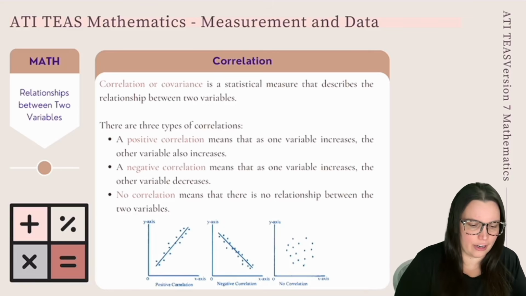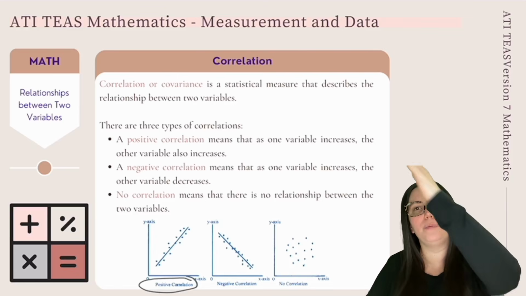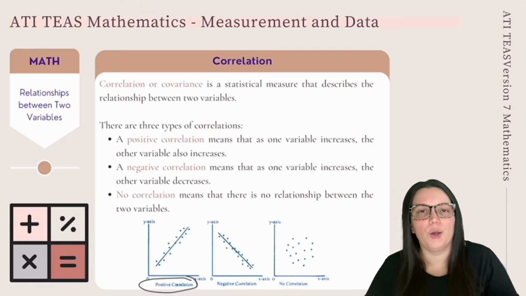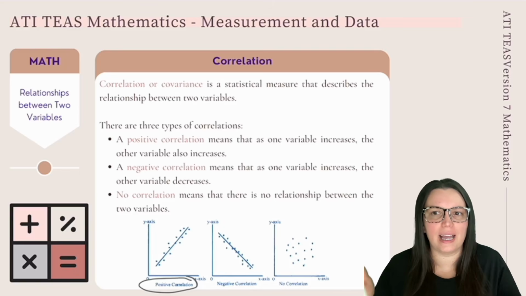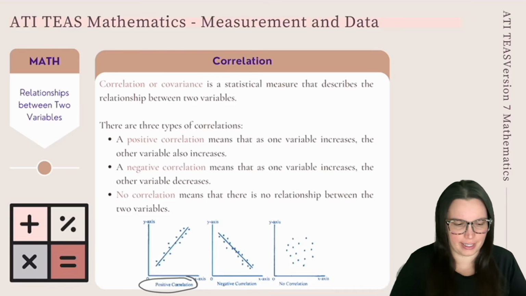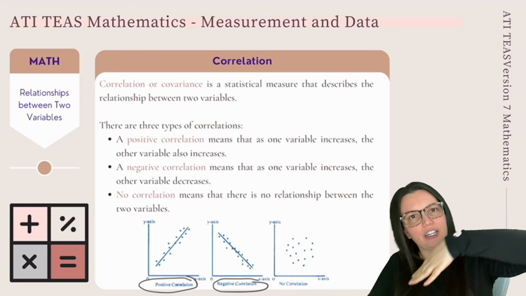So as we take a look down here in our chart, in our positive, we see that that line is going in a positive direction, right? It's going up instead of down. Whereas with our negative correlation, that means that one variable increases and the other variable decreases, right? So with our negative correlation, you see how those variables are going down.